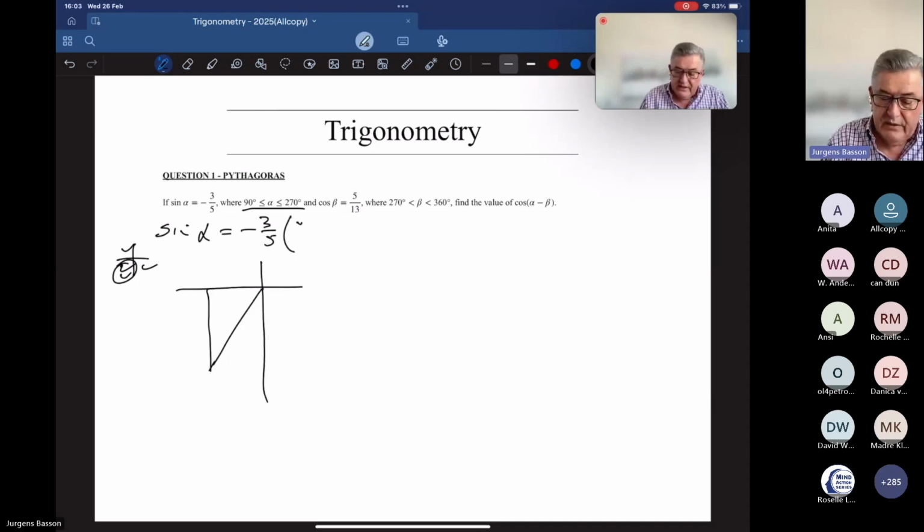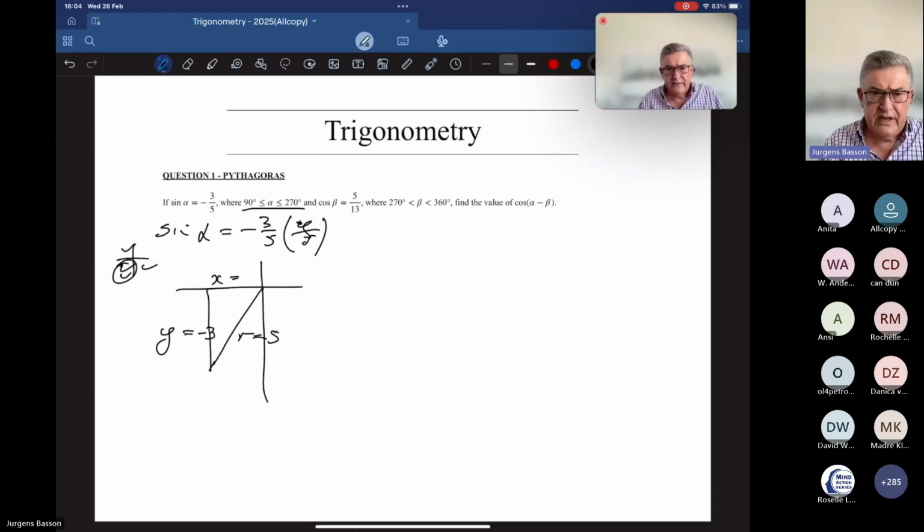Now, sine is y/r. R is always positive. So that means the y will get the -3. You hopefully all agree with me that x will also be negative. If you look, it's on the negative side of the x-axis. And the 5, 3, that is the golden triangle of 3, 4, 5. So I'm not going to write down the Pythagoras here because it's a very easy one. So we will just say that x squared is equal to r squared minus y squared, which is 25 minus 9, 16. Square root is 4. So now we have x, y, and r for alpha.